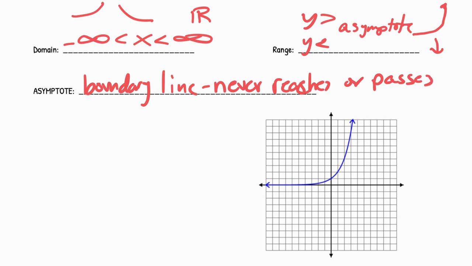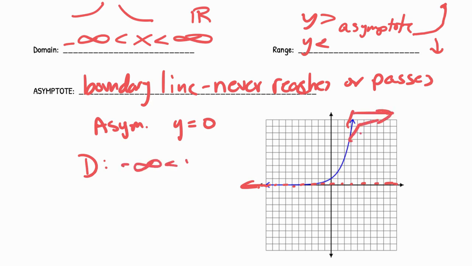So if we look at the graph here on this paper, you have an asymptote right here, and I'm going to put a little dotted line. That asymptote is y equals 0. The asymptote itself is that line, so it's y equals 0. The domain of this line, because it's going to keep going out that direction, is going to be negative infinity is less than x is less than infinity. And the range, since it's above this line, it's going to be y is greater than 0.